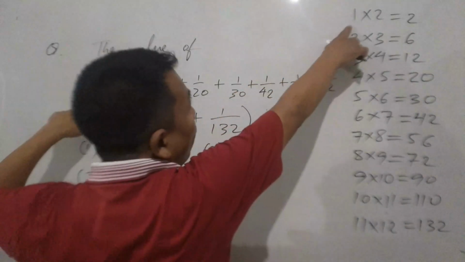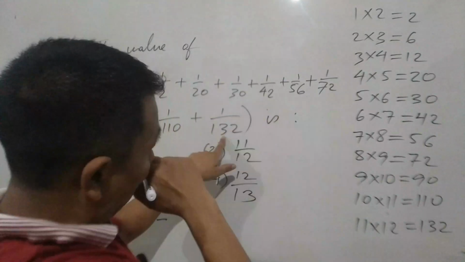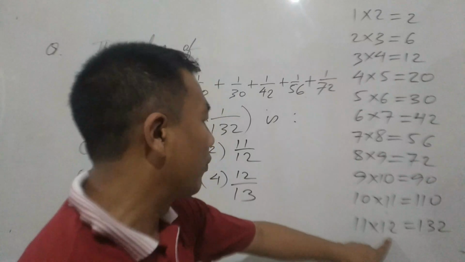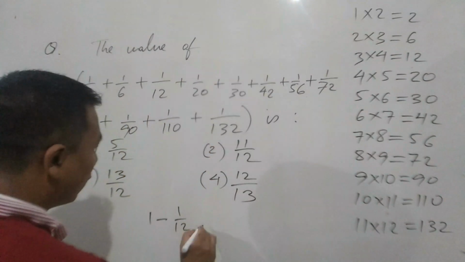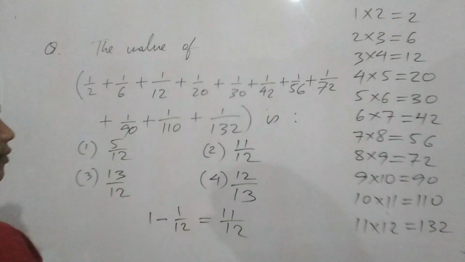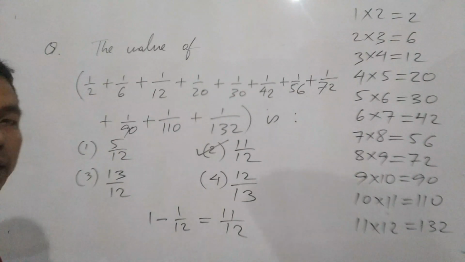First term is 1 by 1, that is 1. Minus last term will be 1 by 132. Last term will be 1 by 12, right? The answer is 12 minus 1, 11 by 12. That's the right answer. All the terms in between, you can cancel out.